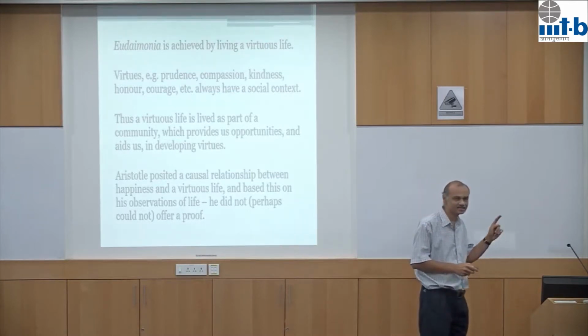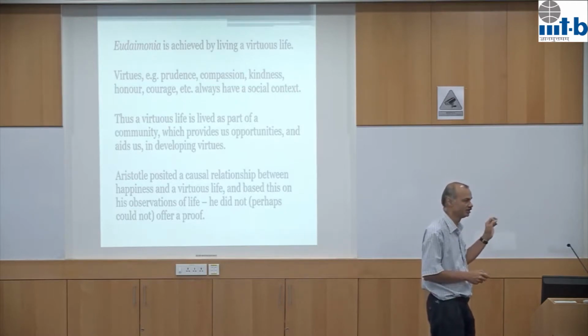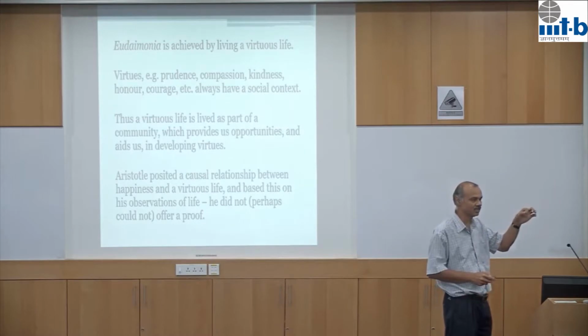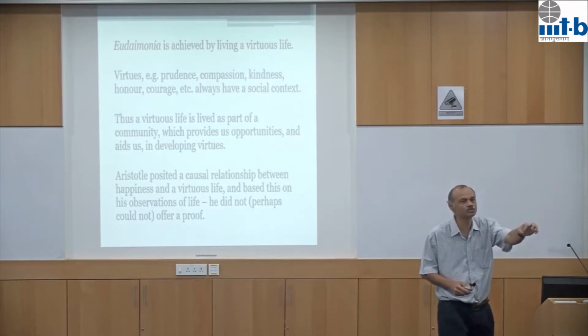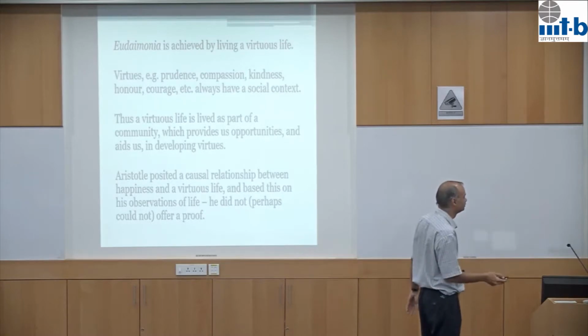Actually he brings in rationality also, but I thought that confuses, so I have skipped the word rationality. He says, eudaimonia is achieved by the activity of the rational soul performed with virtue. This is what he says. Alright, but that's complicated, so we'll not go there.